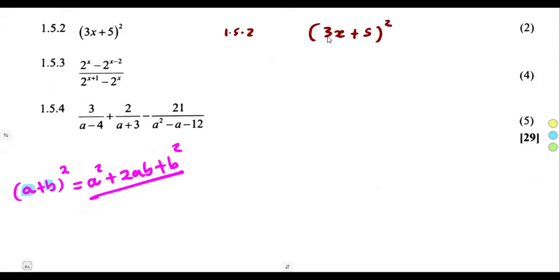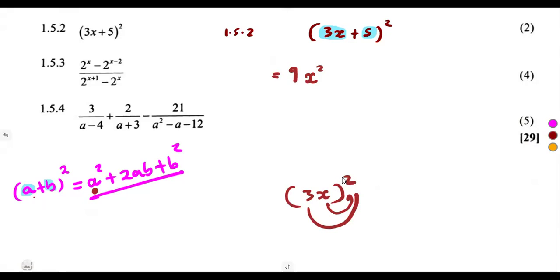A and b. What is our first term here is 3x. And what is our last term is what? Is 5. So according to this concept, we are going to have a squared, our first term being squared. So that's 3 squared, which is what? Which is 9, and also x squared. x is raised to exponent of 2. Remember your concept of your laws of exponents. All right, so this is what we're going to have.